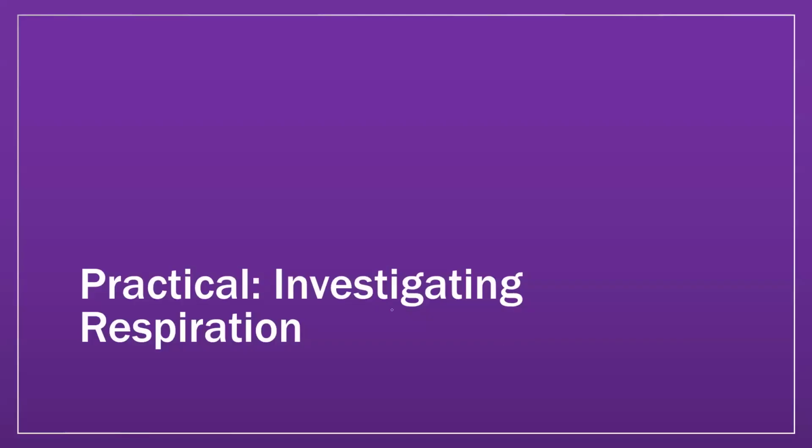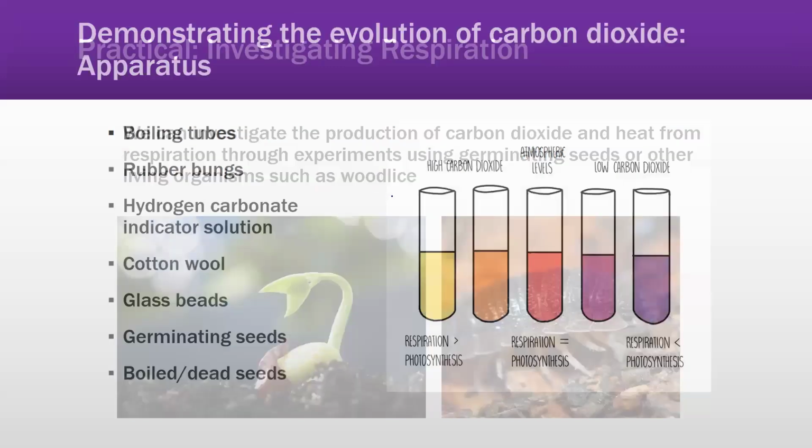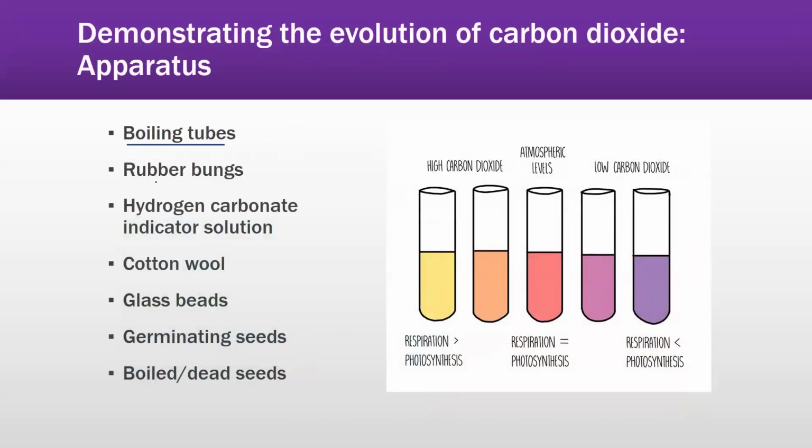So now we're going to do a paper number 2, practical investigation, which is regarding respiration. I think it's regarding measuring rate of respiration. So we can investigate the production of carbon dioxide and heat from respiration through experiments using germinating seeds or other living organisms such as woodlice. We need boiling tubes, rubber bungs, hydrogen carbonate solution, cotton wool, glass beads, germinating seeds and boiled and dead seeds.